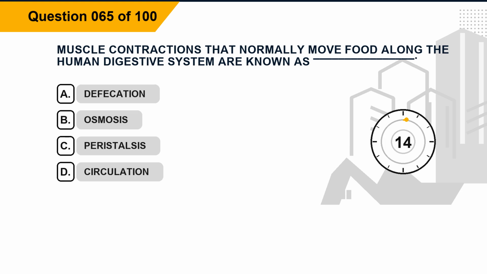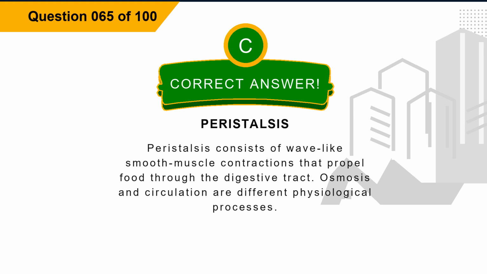Question 65. Muscle contractions that normally move food along the human digestive system are known as blank. Option A, defecation. Option B, osmosis. Option C, peristalsis. Option D, circulation. The correct answer is option C, peristalsis. Explanation. Peristalsis consists of wave-like smooth muscle contractions that propel food through the digestive tract. Osmosis and circulation are different physiological processes.